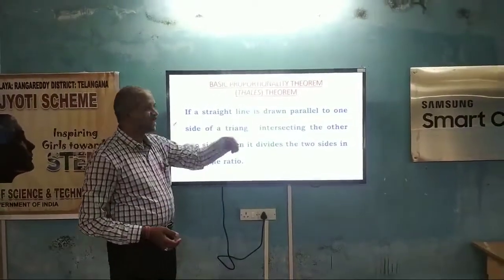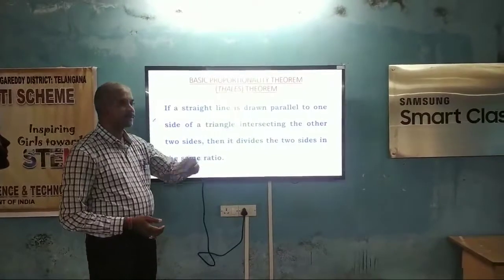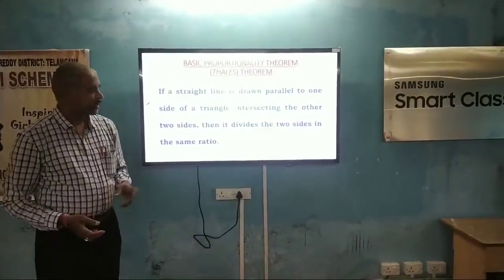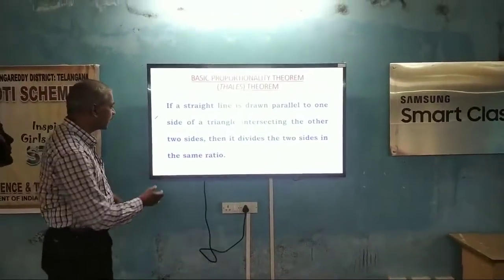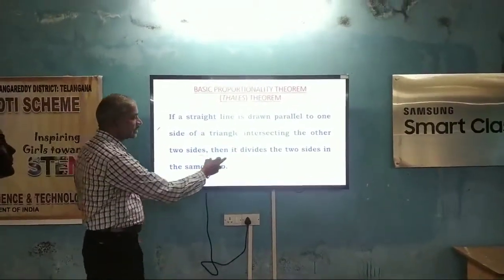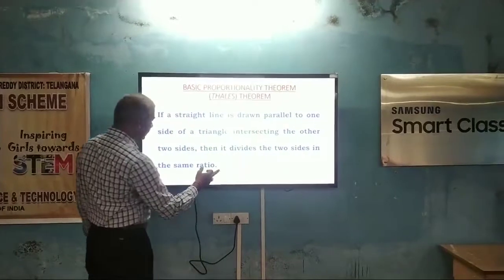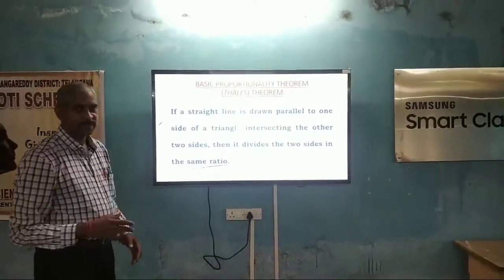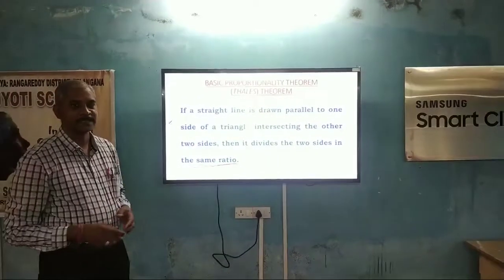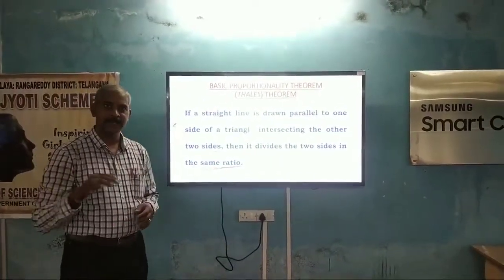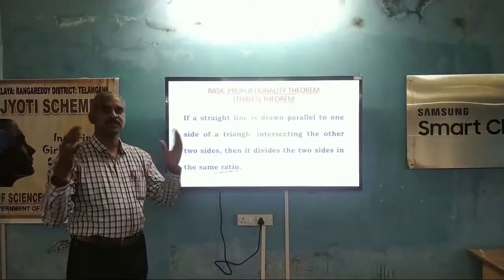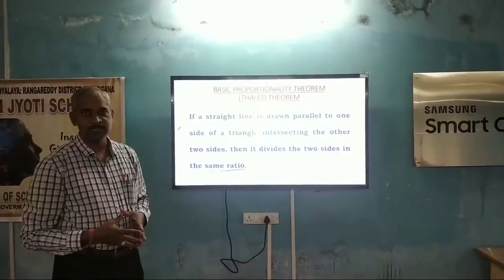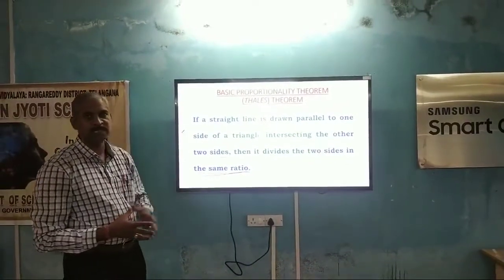If a straight line is drawn parallel to one side of a triangle intersecting the other two sides, then it divides the two sides in the same ratio. This is most important. In a triangle, if you draw a line parallel to one side, that line divides the other two sides in the same ratio. That is the basic proportionality theorem. We will prove this.